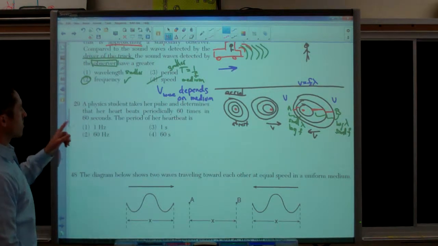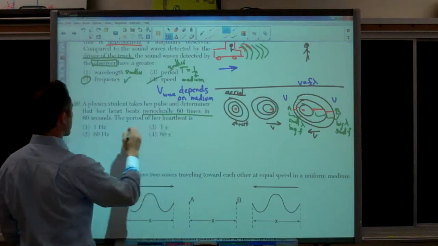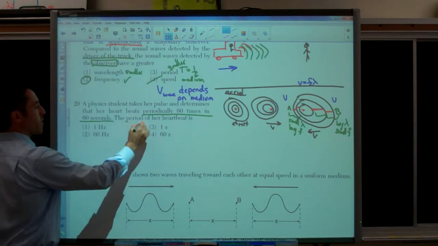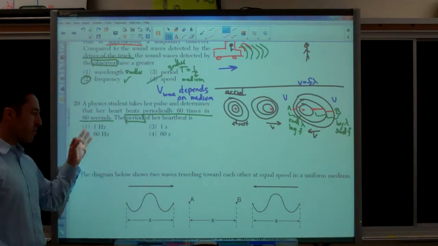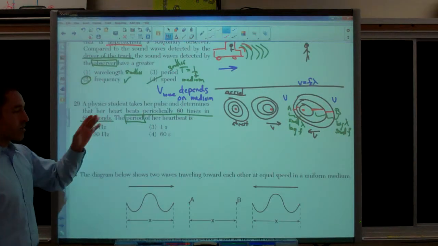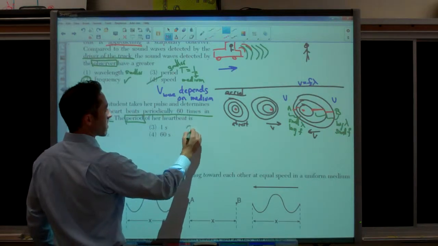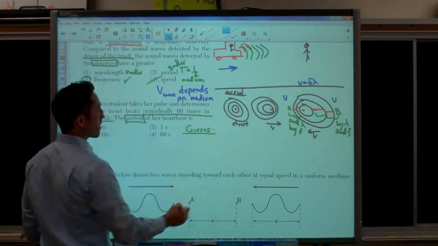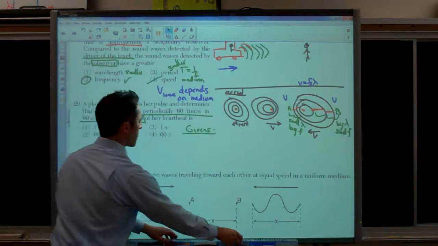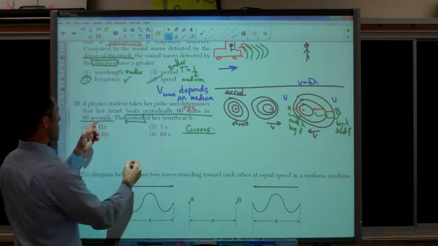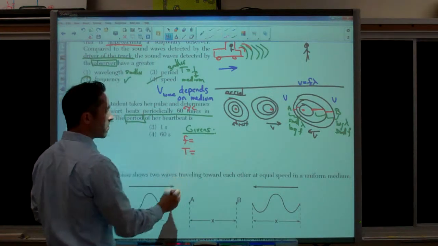Okay, let's go over here. So a physics student takes her pulse and determines that her heart beats periodically 60 times in 60 seconds. The period of her heartbeat. Now this is the third time, well definitely the second, potentially the third time in one Regents that the three-word definition is going to come in handy for you. So, what they're telling you, your givens, what have they actually provided? If it beats 60 times, that's the number of cycles. In 60 seconds, that's time. So you can find both frequency and period immediately.